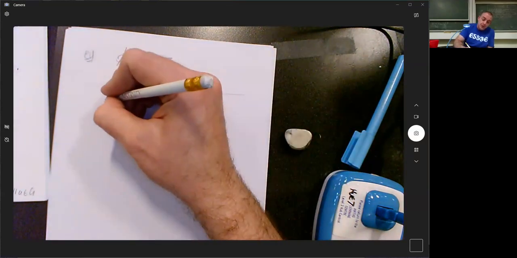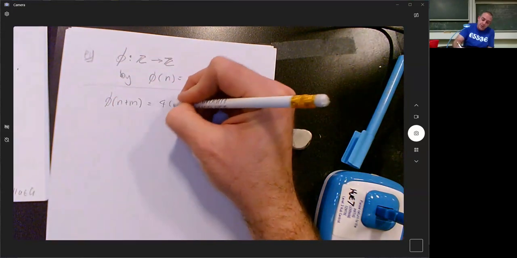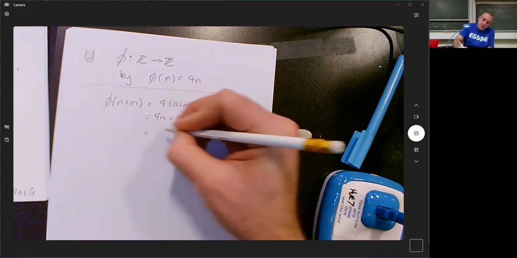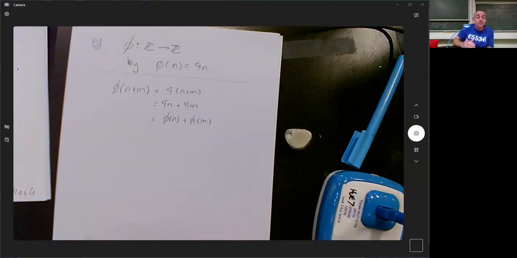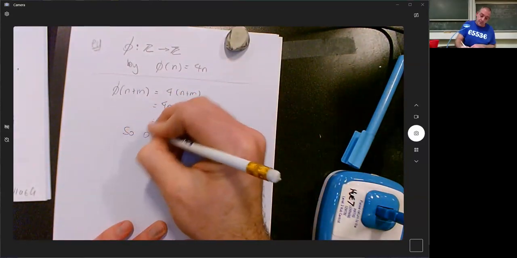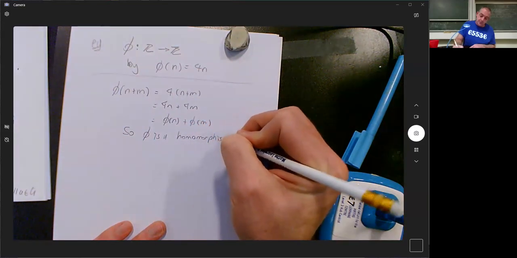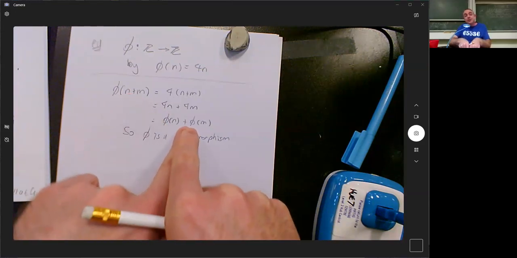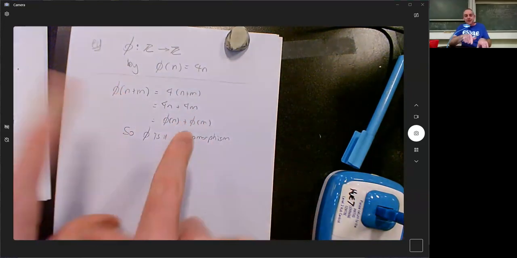Phi of n plus m is 4 times n plus m, which is 4n plus 4m, which is phi of n plus phi of m. So this is definitely a homomorphism. If I do the operation in Z before I do phi, I get the same answer as if I do the operation in Z after I do phi. We're used to it being multiplication, but it does work for addition.